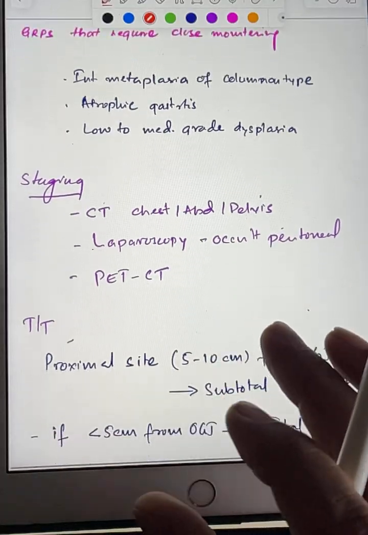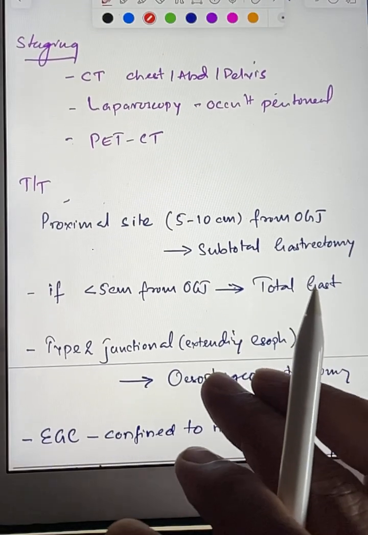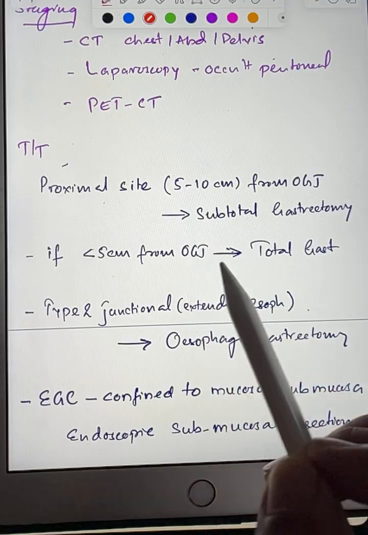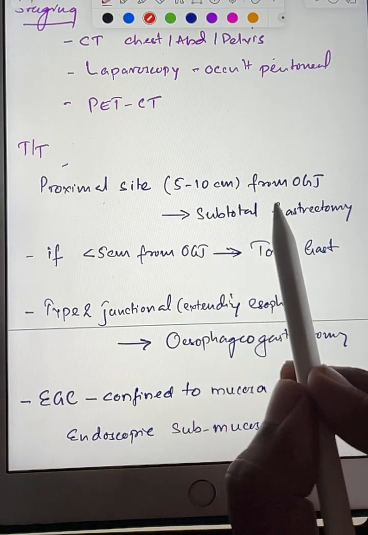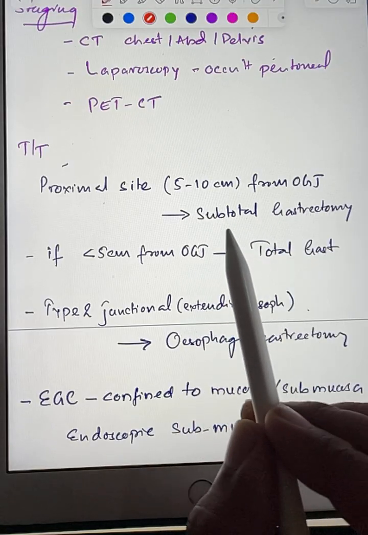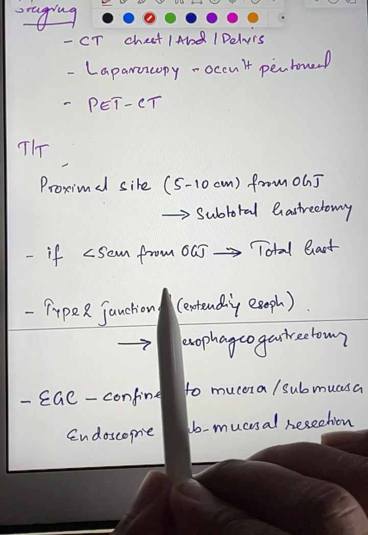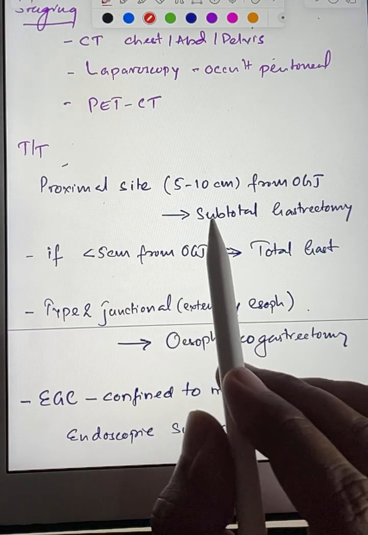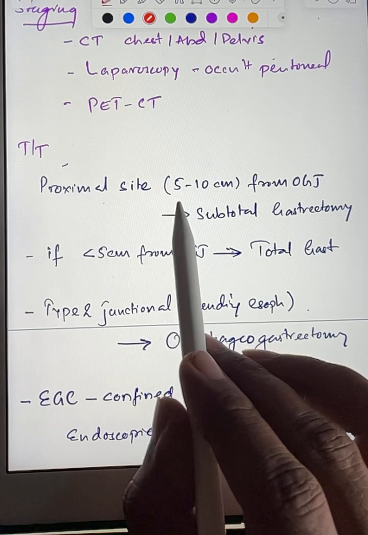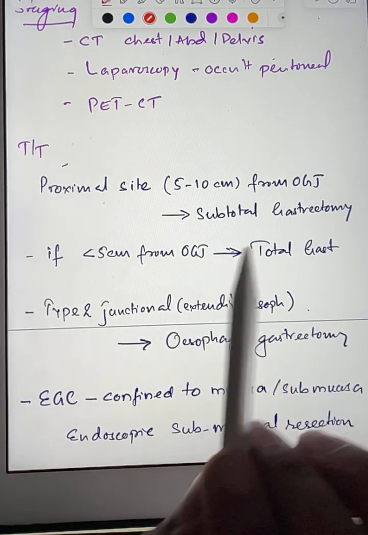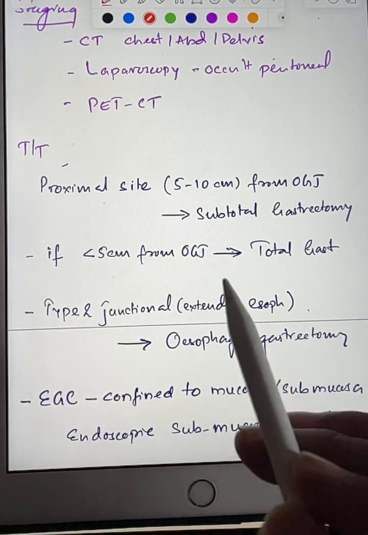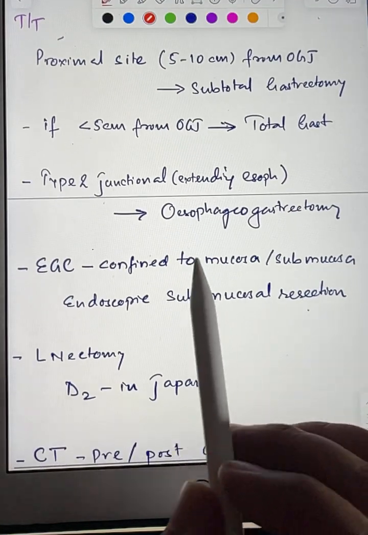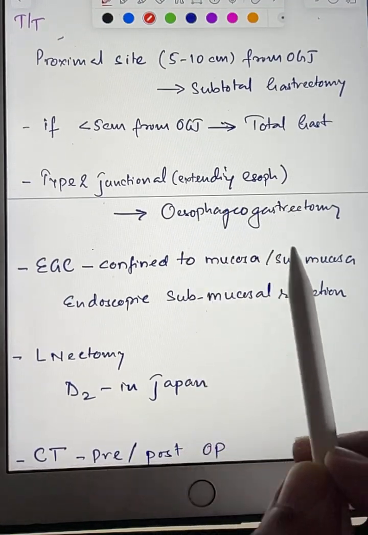Staging: CT chest and abdomen, laparoscopy for occult primary, PET scan is done. Treatment depends on the proximal site. If it is 5 to 10 centimeters from the esophagogastric junction, subtotal gastrectomy can be done; if less than 5 centimeters from the esophageal junction, closer to it, then total gastrectomy is needed. Type 2 junctional tumors extending to the esophagus need esophagogastrectomy.